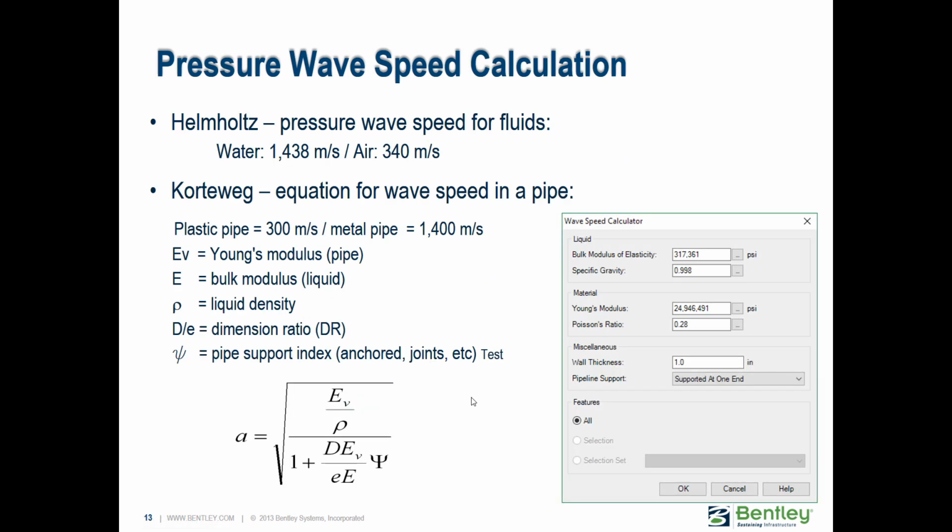So, pressure wave speed calculation. How fast a pressure wave travels in a pipe. There's an equation here that you see at the bottom of the slide, and that's basically what Hammer uses in a little tool called the wave speed calculator. So if you don't know the exact wave speed in meters per second or feet per second, you can use this little tool. Based on some liquid and material properties and whether it's supported at one end and the thickness, it follows this equation and will apply the calculated wave speed to all the pipes in your model. So it's a handy little tool.